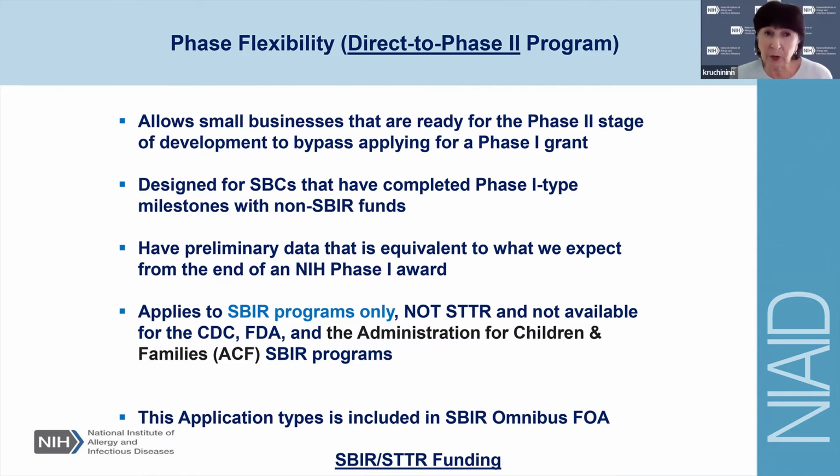Direct to phase 2 is also for companies who already generate data and are ready to bypass phase 1 and apply directly to phase 2. And keep in mind that this mechanism is only allowed for the SBIR program, not for STTR. Again, something else to think about if you have strong data already generated and you don't want to apply to phase 1.